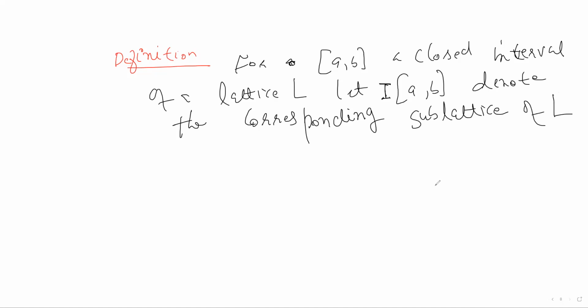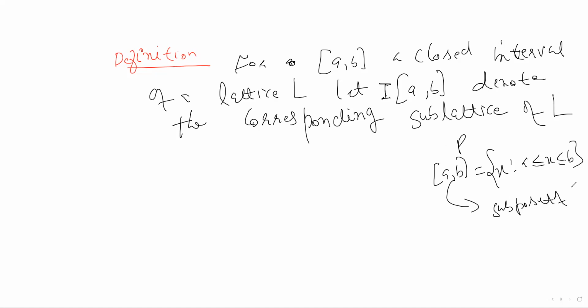Now, if you remember, what is this closed interval? Like if you have a poset P and this closed interval a, b is what? It is the set of elements x such that a is less than or equal to x less than or equal to b. And it is a subposet of P. Now, if I take L as a lattice, then it would form a sublattice. So I denote that corresponding sublattice by I of a comma b.